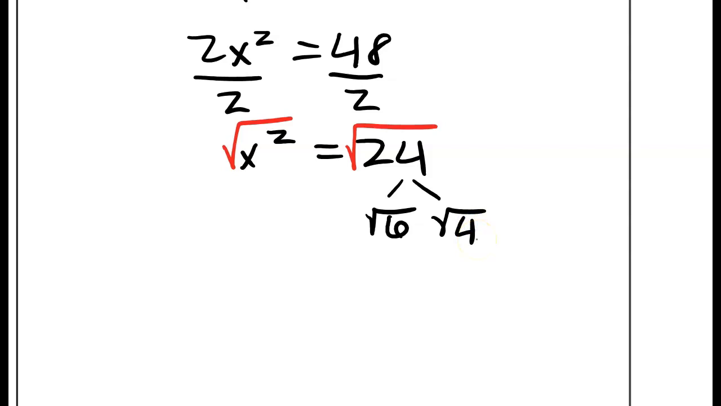I think I said the biggest perfect square that divides into 24 is 6. It's not 6. 6 is not a perfect square. It's 4. So from here, I need to figure out which one of those is the perfect square. The perfect square is 4, so that means the square root of 4 is 2. So my final answer is x equals plus or minus, don't forget your plus or minus, 2 square root of 6.